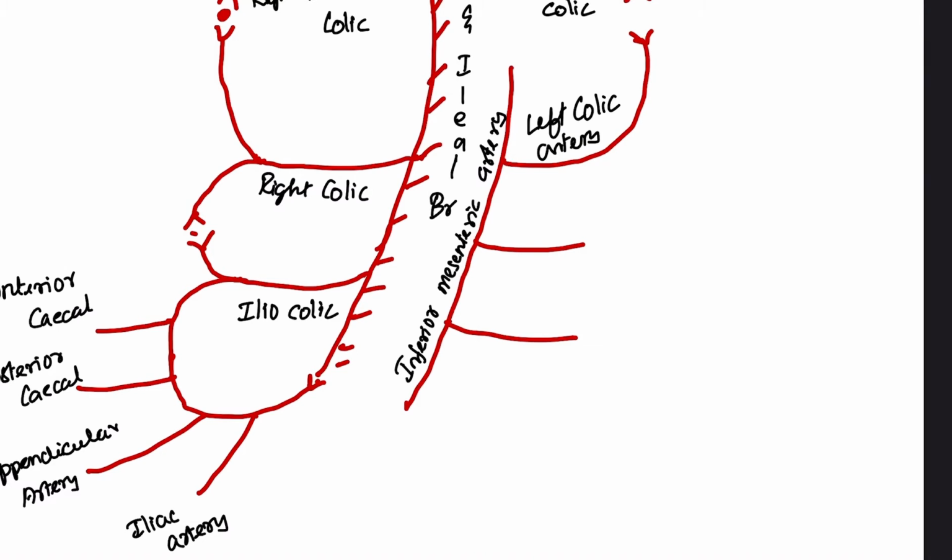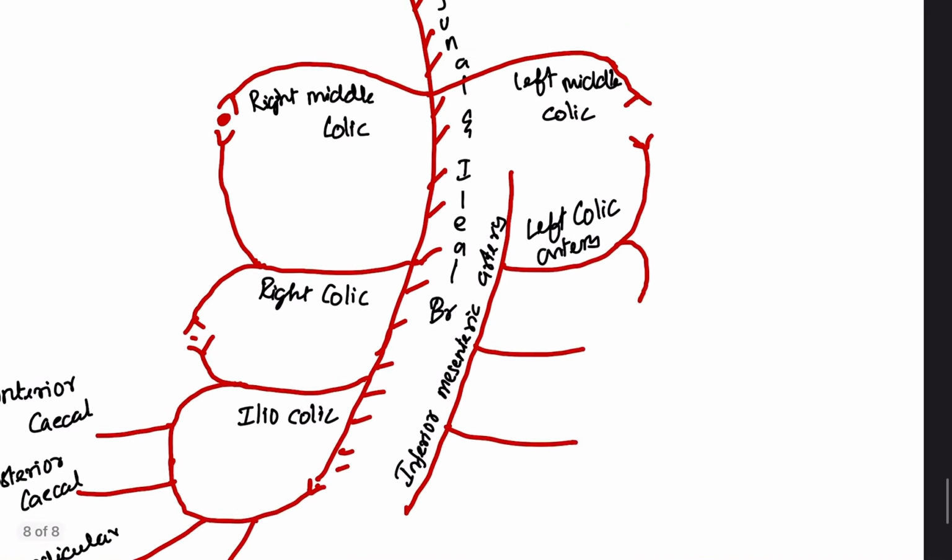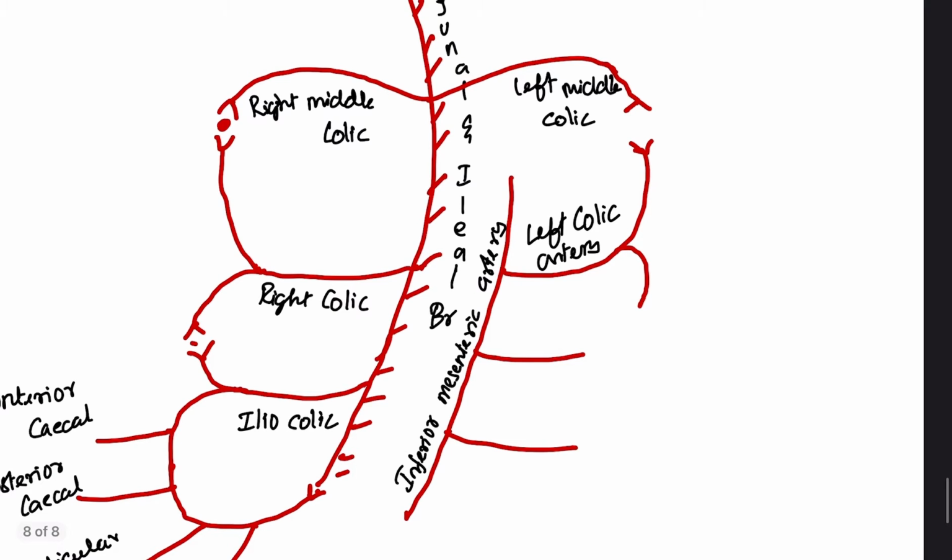Similar to the right colic artery, the left colic artery also has an ascending part and a descending part. The ascending part anastomoses with the left middle colic artery, whereas the descending part anastomoses with the sigmoid artery. This is also a sigmoid artery. The sigmoid artery also has ascending and descending parts.